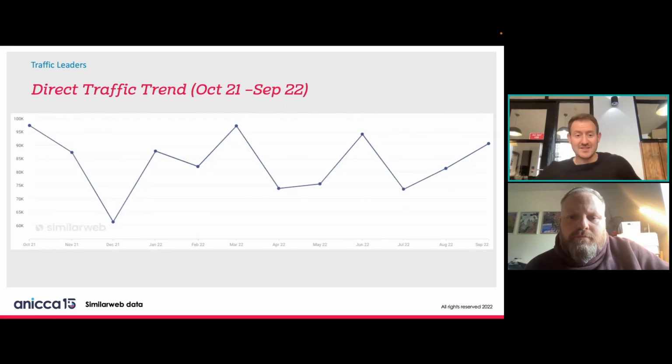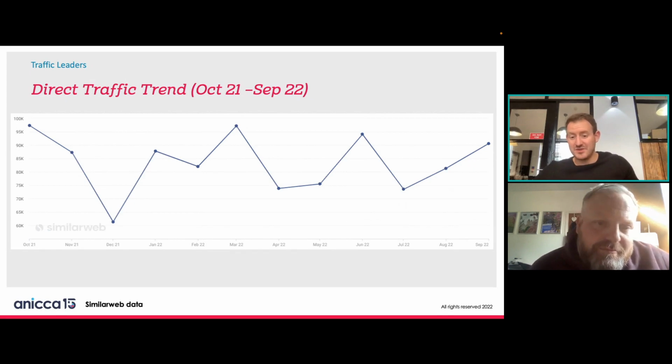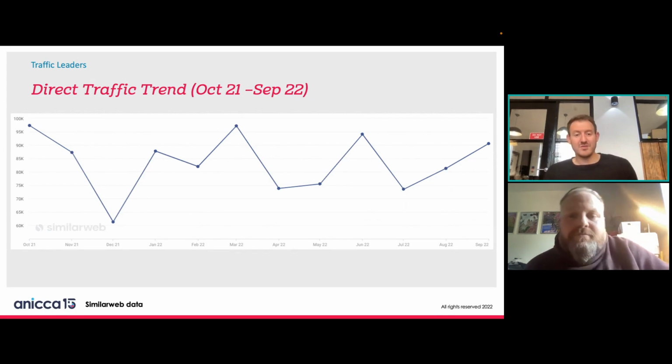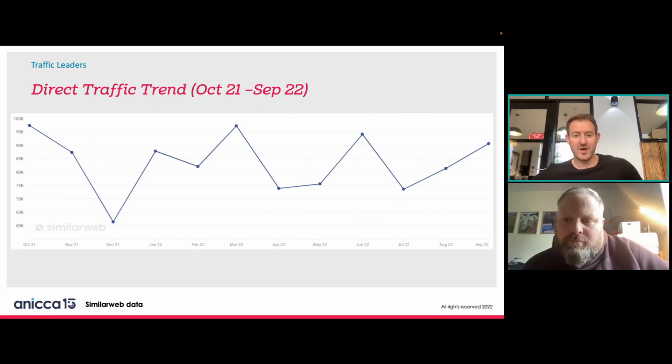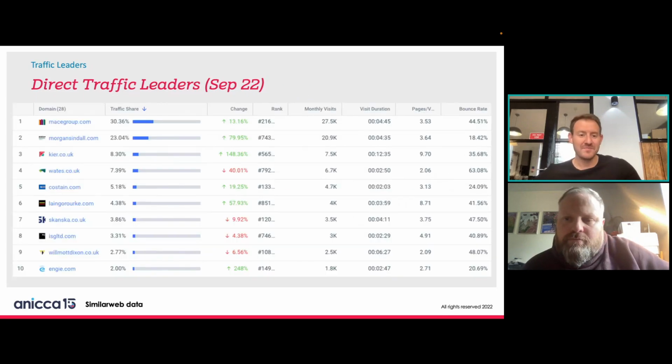So again, that leads us into direct traffic, the second largest traffic driver for this industry. It's very sporadic through the year, but you can see quite quickly October last year, March this year, and also June this year. What happened in those months that meant that those increases in traffic were so dramatic? And what can we do in those months of the year to get a part of that action, I suppose.